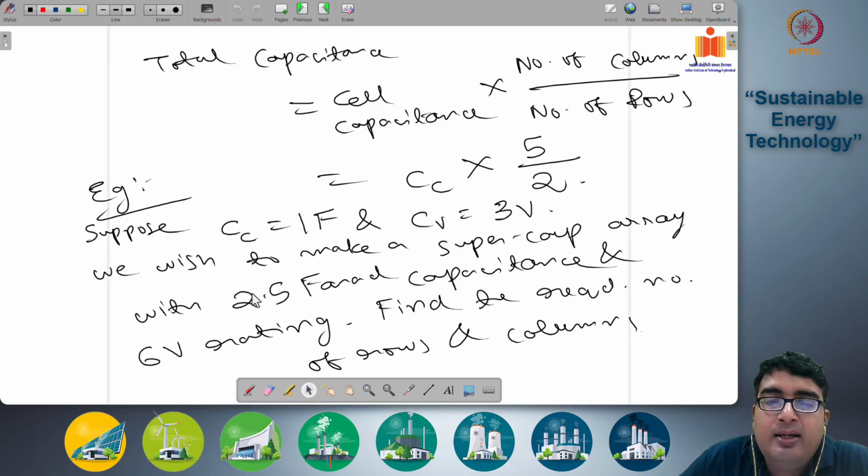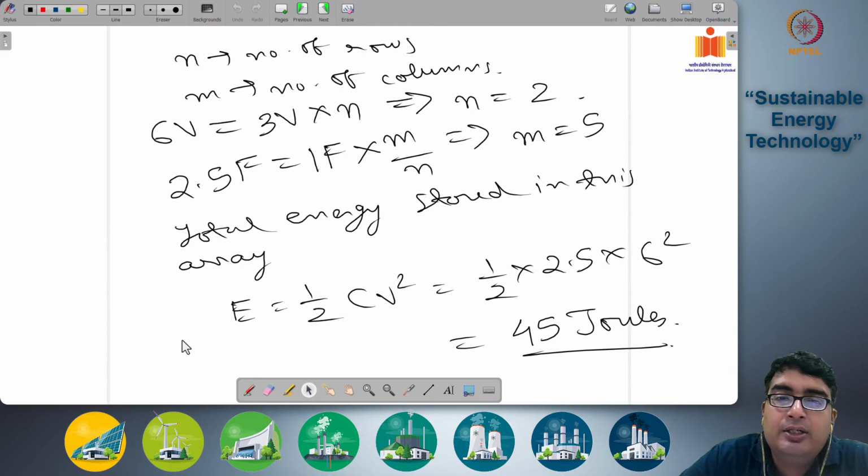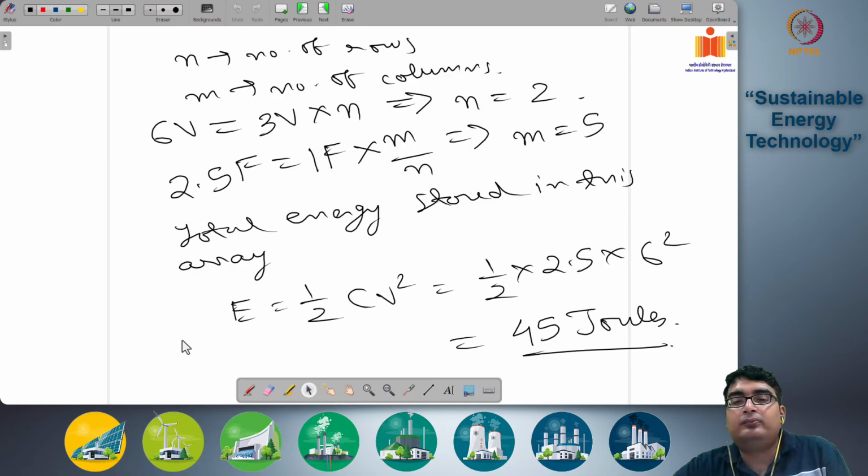So the total capacitance of the array is 2.5 farads and the total voltage of the array is 6 volts. Okay. So that's the idea. Then the total energy stored in the array is half C into V square. Half into 2.5, the total array capacitance is 2.5, and voltage is 6 square, so it becomes 45 joules.